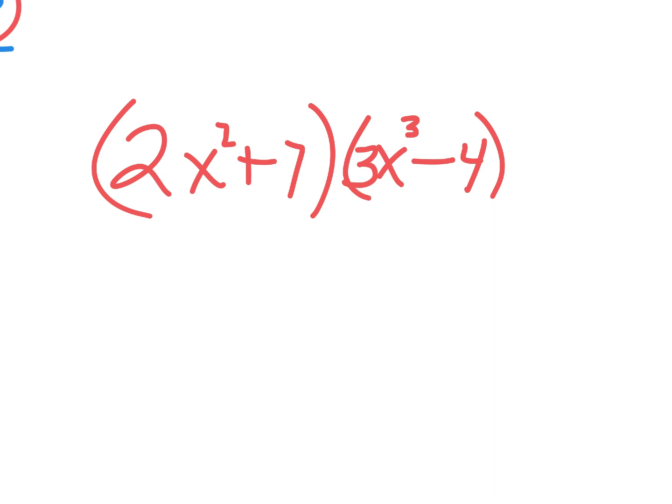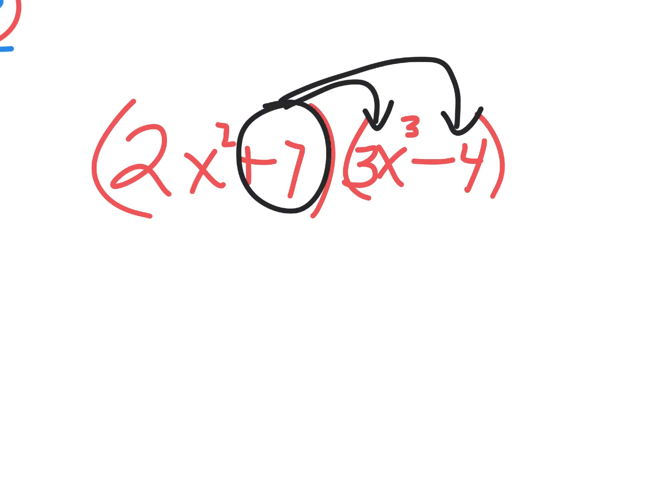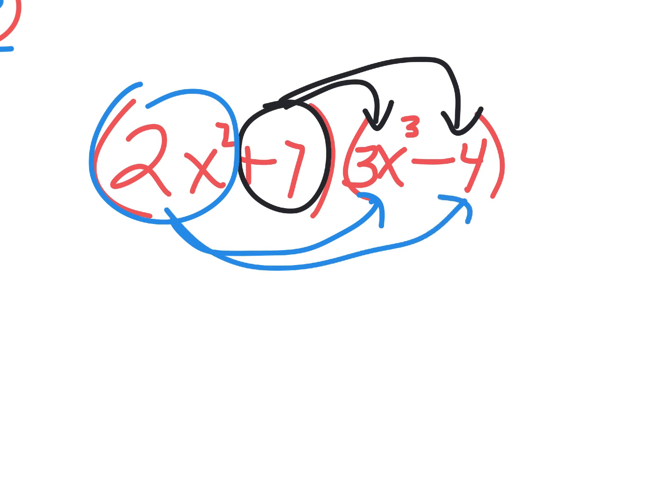So you still, in my opinion, just think of this as distribute. If I had just said 7 times these things, you'd be like, easy. I just go like that. So I'll get those 2 answers. Then do these 2. And then put them all together. That's your next challenge. Everybody try that one. 2x squared plus 7 times 3x to the third minus 4.